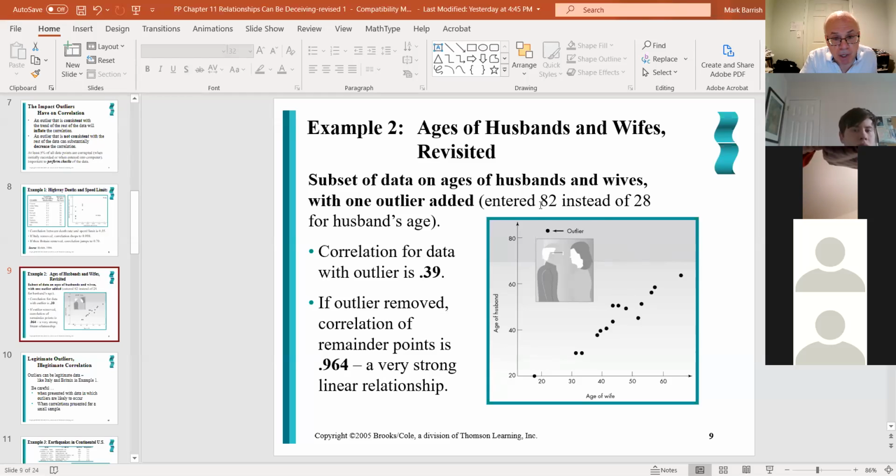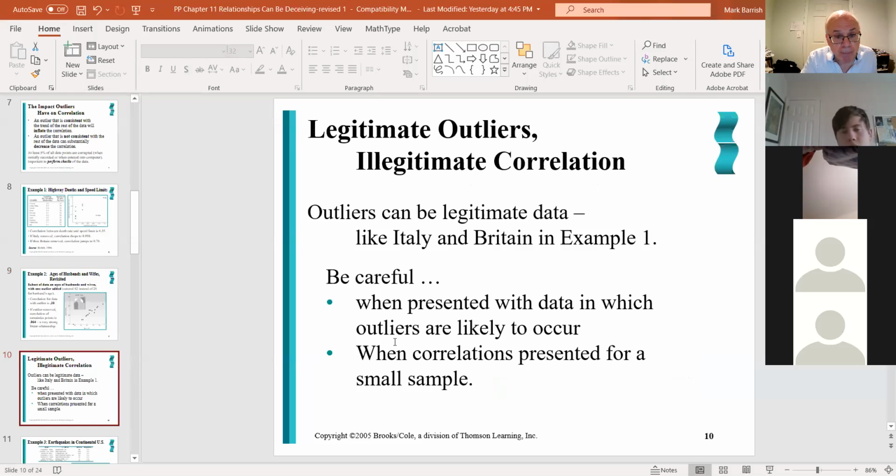So it's very important to check these outliers to make sure they're not mistakes. In this case, it was a mistake. And that mistake caused the correlation to be much smaller than it should be. The outliers can be legitimate data, or it may be mistakes.